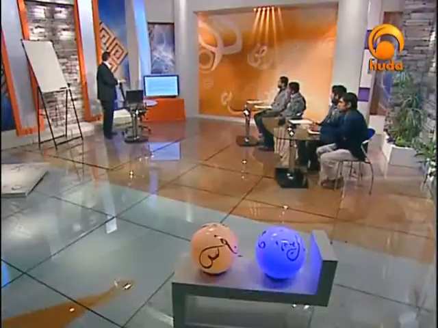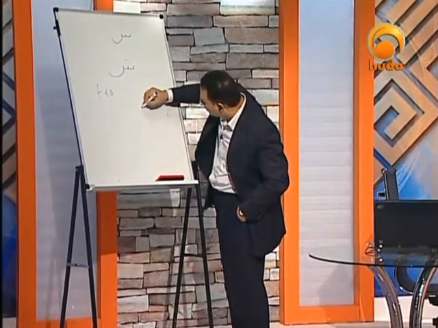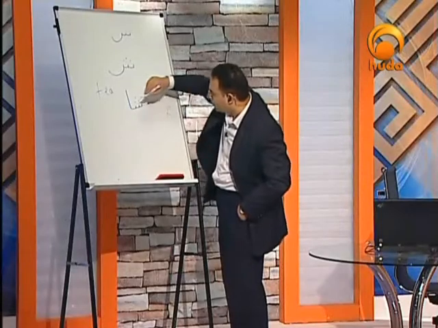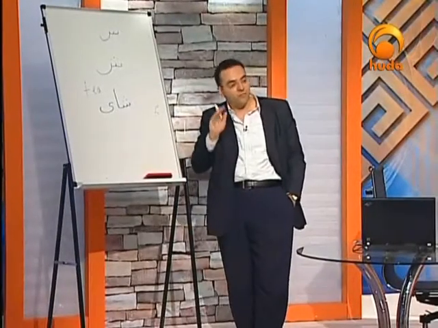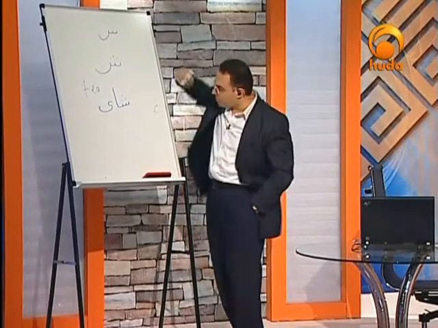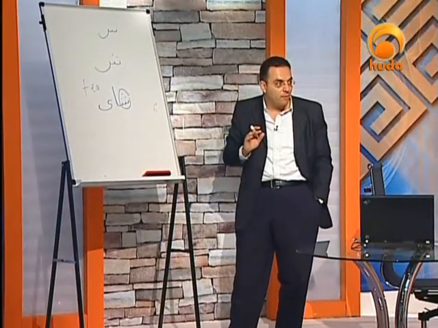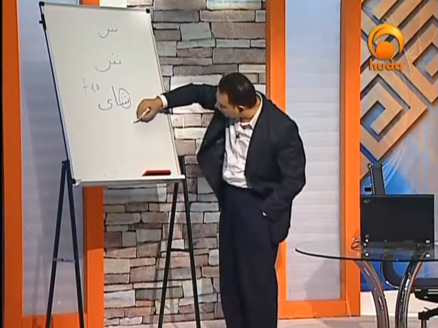Now let's see, Sha, when it comes to initial position, it says in the slides, it's always connected. Like, for example, the word shagara or the word shay, which means tea. If you like to drink some tea, here it is. So we say shay. Let me write that here. We have three dots here, then we have alif, and then we have ya. We can discuss more about ya, the final letter in Arabic. But my focus here is shay. Can you see that? Say it again. Shay. So how many letters do we have in this word? Three. Okay.